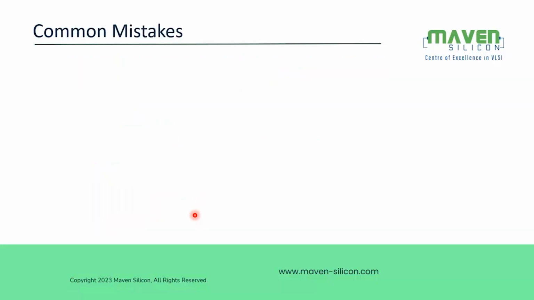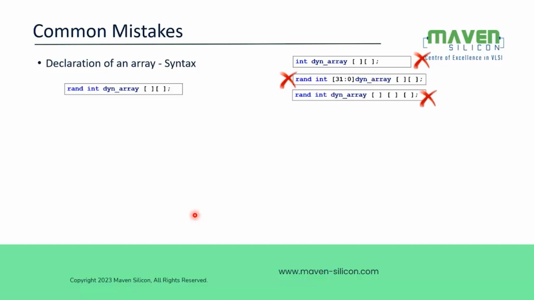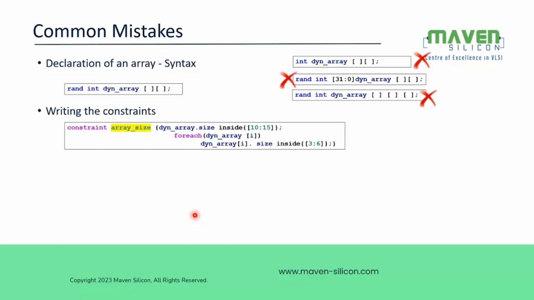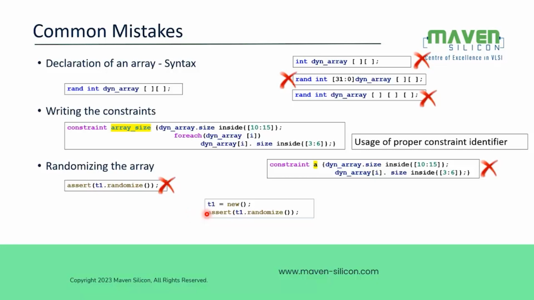Let's see some common mistakes that we generally tend to make while attempting these types of questions. First, declaration. While declaring an array, we might sometimes forget to use the randc modifier, or we might wrongly declare the data type, or sometimes we might use wrong dimensions during the declaration of an array. Second point, while writing constraints, we might provide irrelevant constraint identifiers, or we might sometimes forget to use a foreach loop while accessing an array. Third point, before randomizing the array, we need to make sure that the class instance is created. Without a class instance, we cannot call the randomize method using the class handle. These are a few common mistakes that we generally make.